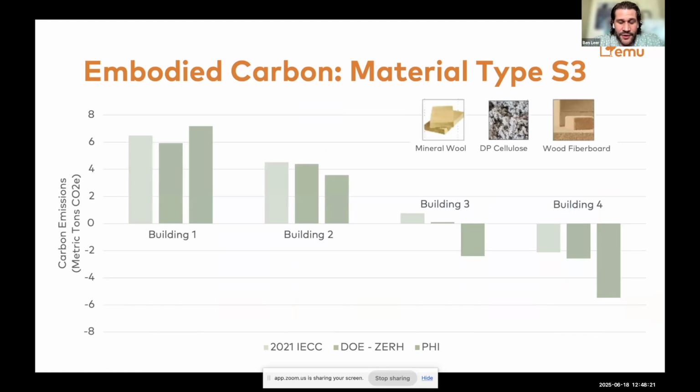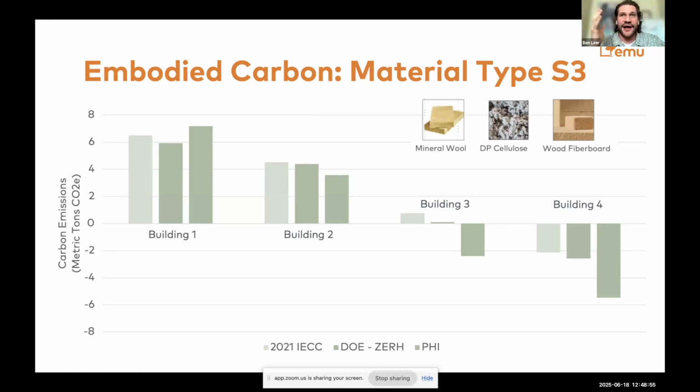This changes radically when we look at our low embodied material scenario. This is where we're looking at mineral wool below grade, dense packed cellulose at the walls, wood fiberboard as continuous insulation. You can see that some of our buildings actually have a negative carbon emission. So we've stored more carbon in the material than we have emitted by producing it. And in this case, passive house actually does us a favor because we're actually storing more material.